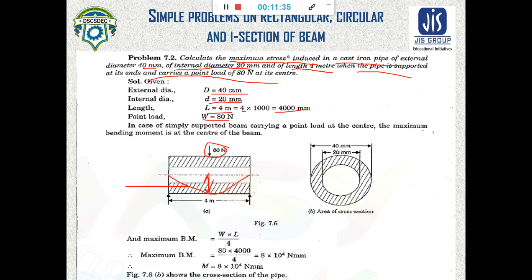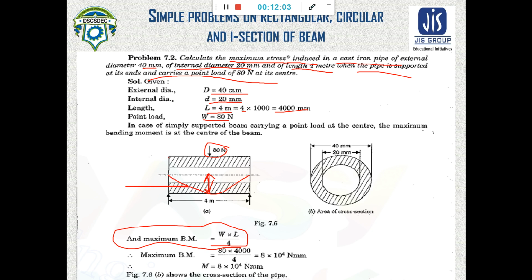So maximum bending will be at the center of the beam, and the maximum bending moment will be WL by 8, WL by 4, sorry, WL by 4. This maximum bending moment value comes from the bending moment diagram. So you have to remember those bending moment diagram values. And now the maximum bending moment we know, that is WL by 4.